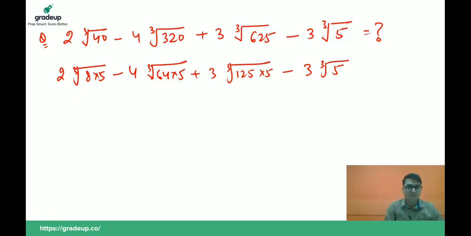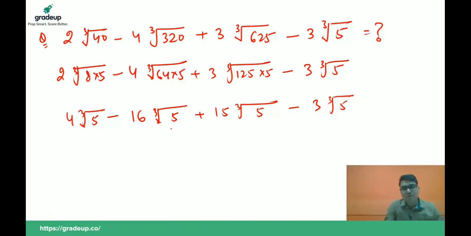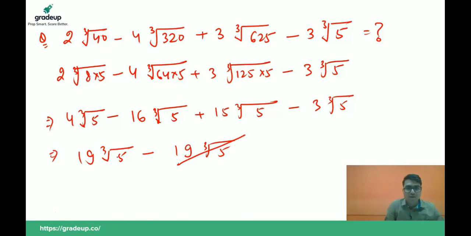Okay, now cube root of 8 is what? 2. So 2 will come out, that is 4 cube root of 5. Now 4 comes out, 16 cube root of 5. 5 comes out, this is 15 cube root of 5 minus 3 cube root of 5. Alright guys, now 15 plus 4 is 19 cube root of 5, and 16 plus 3 is 19 cube root of 5. This will cancel out with this, and you will get the answer. I hope you got the point. This is again a very easy question, but it is important for your CBT 2 exam as well as CBT 1 also.